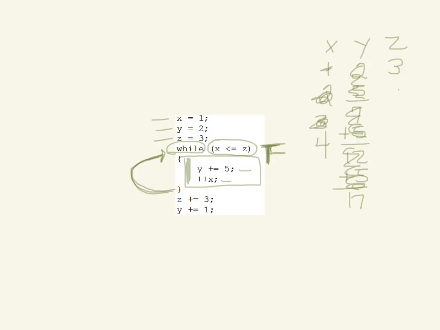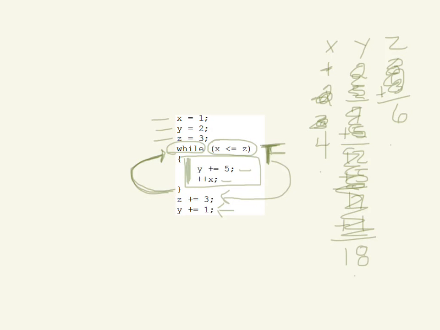But notice this time, when I end my loop, this snippet includes some more code. I cannot skip that code. If I'm asked to evaluate the entire snippet, not just the while loop, the entire snippet, well, then I have to keep on going. Well, z plus equals 3 means to add 3 to my z, so now it's 6. And then I come to my last statement, and it says add 1 to the y, so now it's 18. And I have my ending values of 4, 18, and 6.